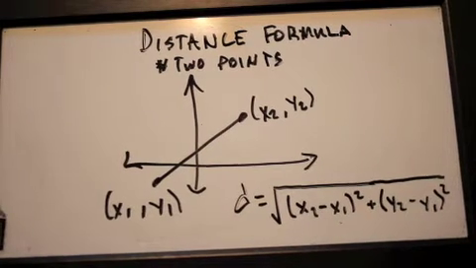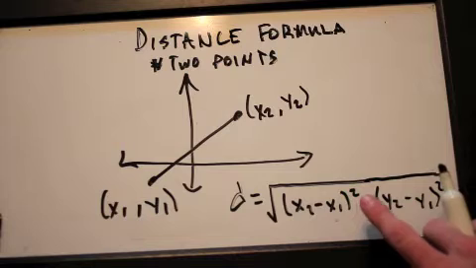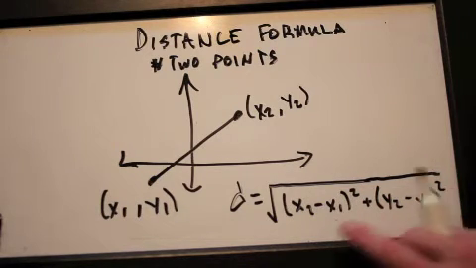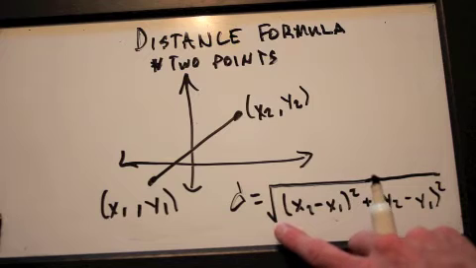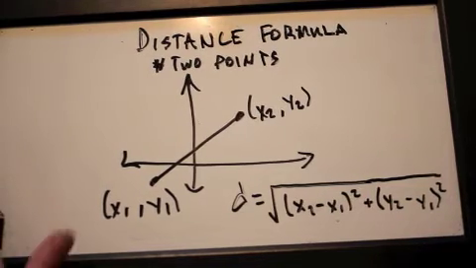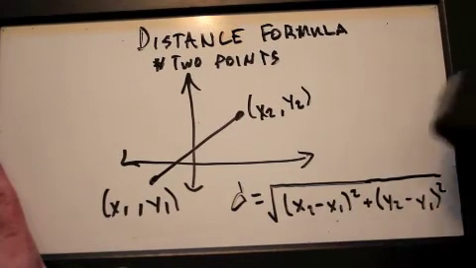Now, why do you think that these are both squared? Well, I'll give you a hint. You can't take the square root of a negative, and distance is always positive. So that explains these. Now, let's do an example of these types of problems.